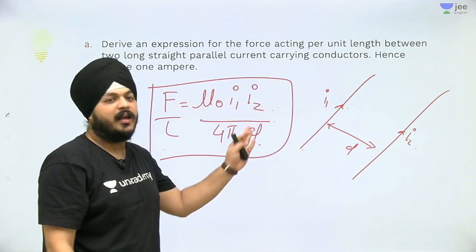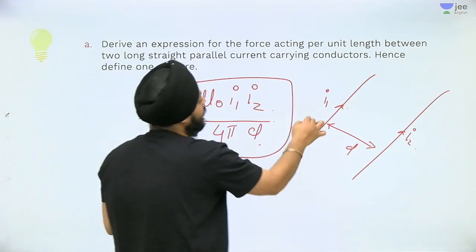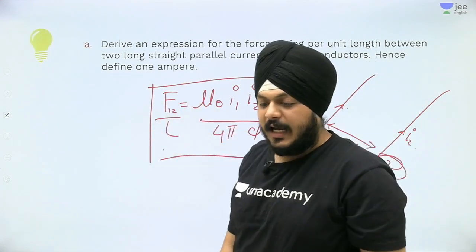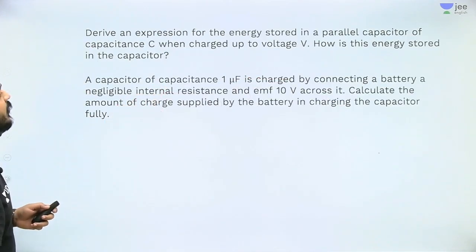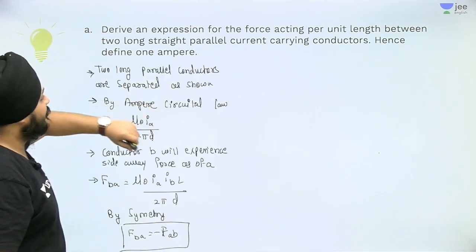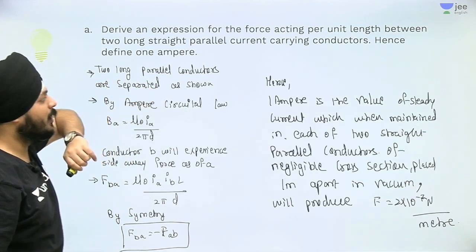So the force acting on 1 because of 2 is directly shown by this equation. Okay guys, moving forward to the next question: derive an explanation. Now we have to define the 1 ampere.